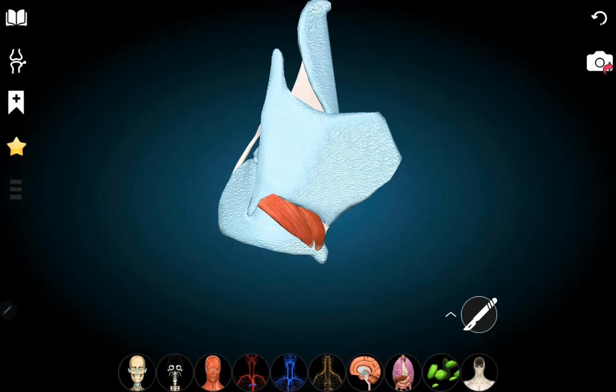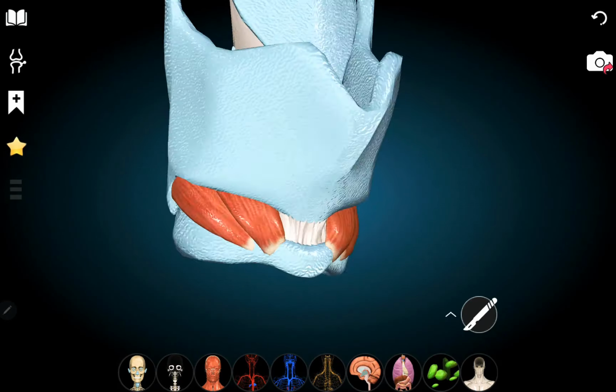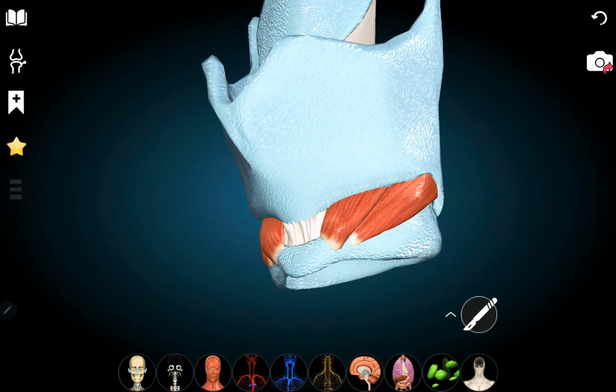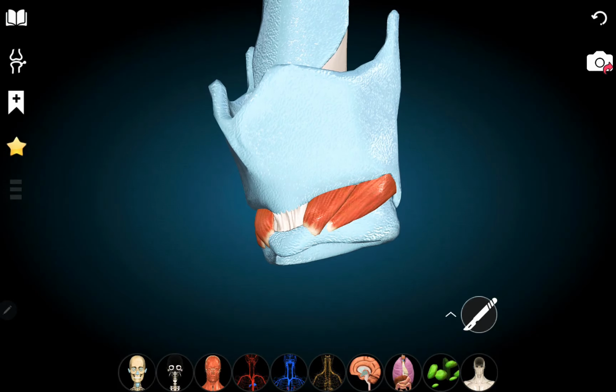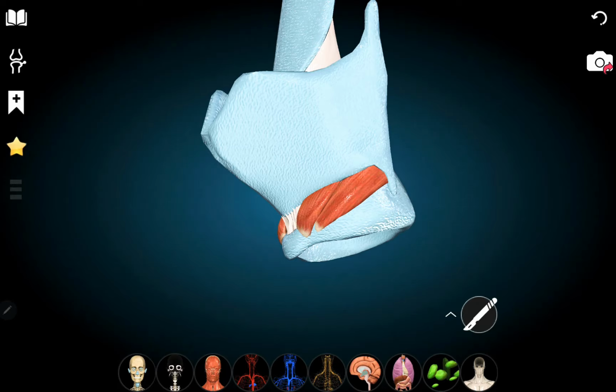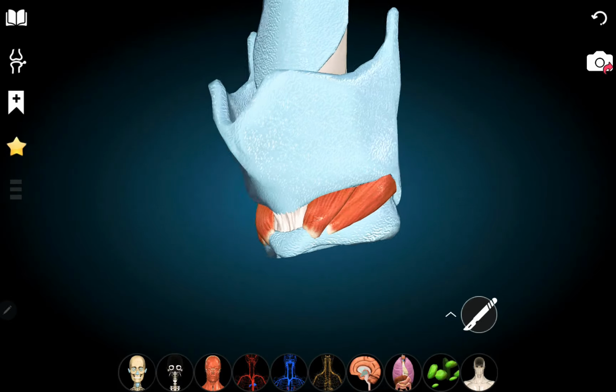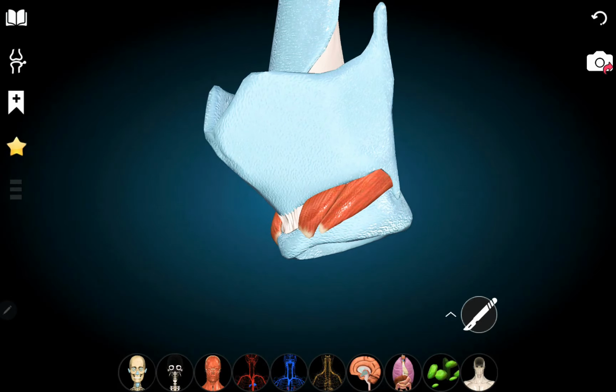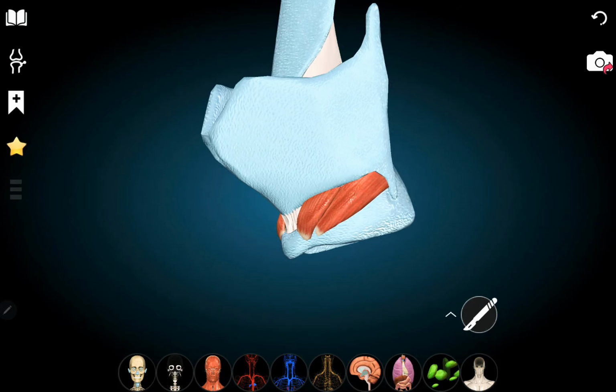We have also studied the cricothyroid muscle. So guys, this is the cricothyroid muscle, originating from the cricoid and inserting into the thyroid cartilage, and it is the only muscle outside the larynx. We have also studied that this is the only muscle supplied by the external laryngeal nerve. Rest, all the muscles of the larynx are supplied by the recurrent laryngeal nerve, except the cricothyroid, which is supplied by the external laryngeal nerve.